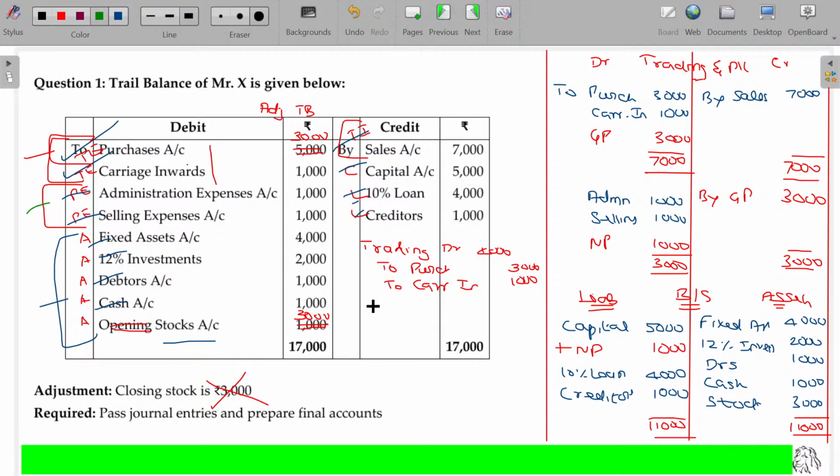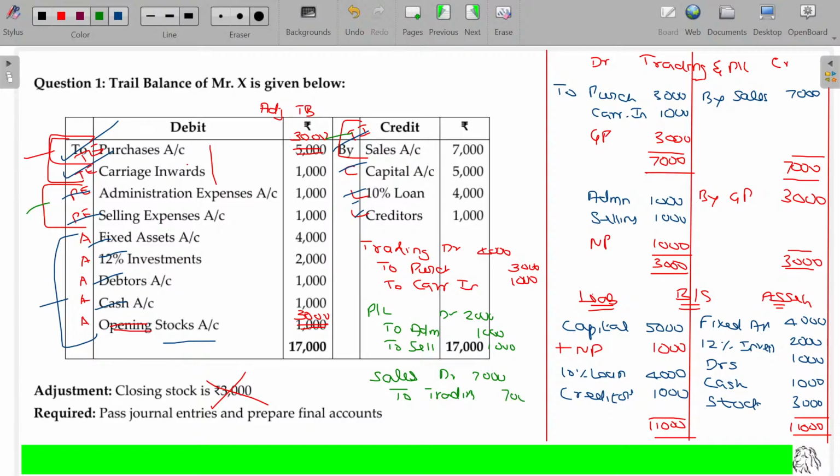Administration, these two also be debited to the P&L account. So P&L account debit to admin, to selling, 1000 each, 2000 rupees. And for this should be credited to the trading account. So sales account is going to be debited. Sales account is going to be debited to trading account. The value being 7000.